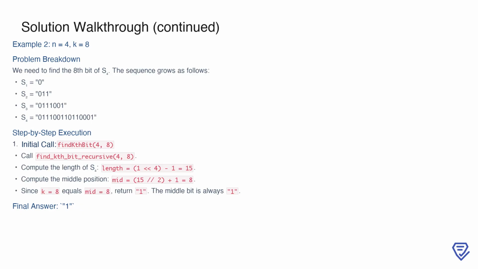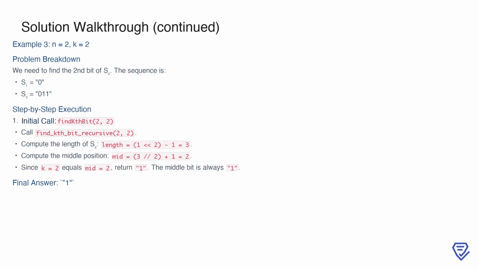Since k equals 8 is equal to the middle position, we can directly conclude that the eighth bit of s4 is 1. This is a key insight of the problem. The middle bit of any s is always 1, regardless of the value of n. Therefore, the final answer for this example is 1, and we don't need to make any further recursive calls.